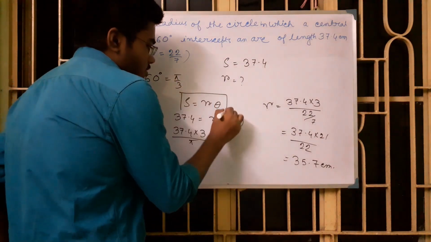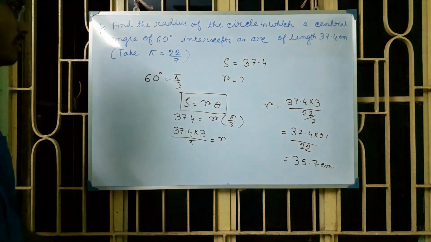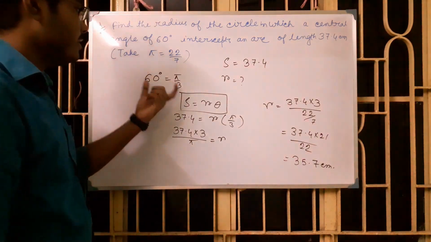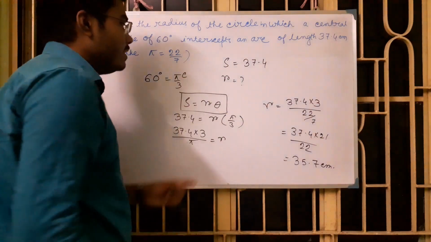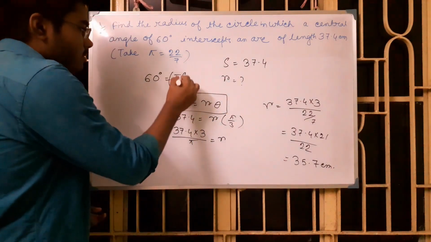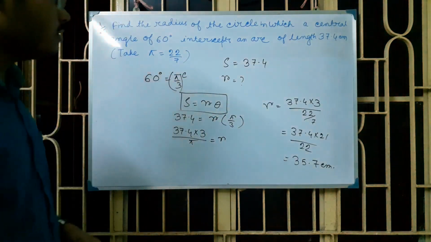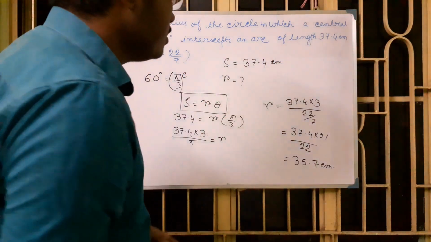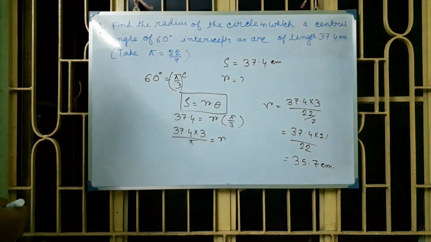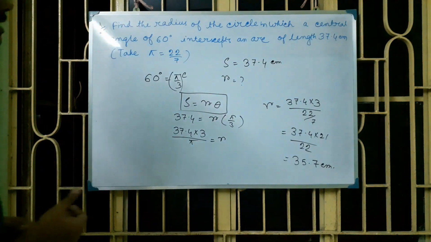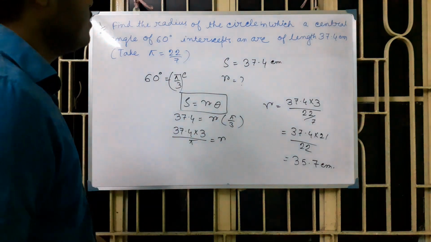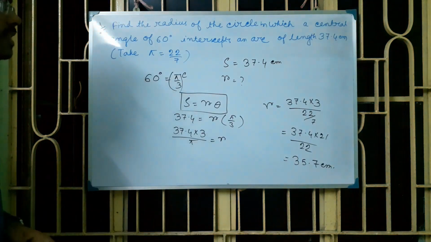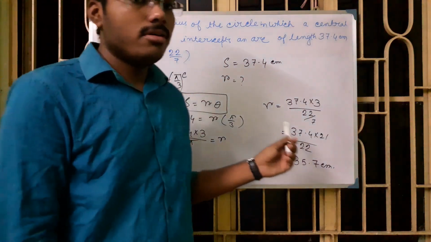You just have to remember the formula, S equal to r theta, and convert theta into radian. This is unit radian, this is centimeter. So you just have to calculate S equal to r theta, put in the values and you will get the answer.